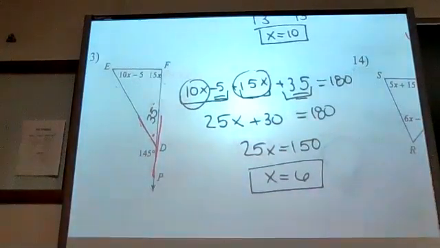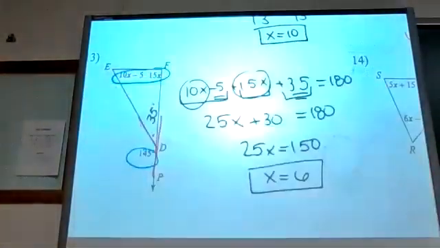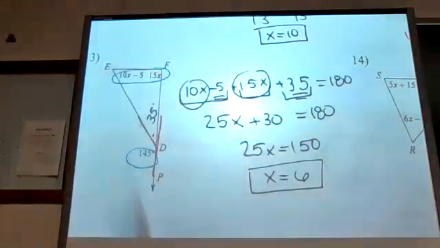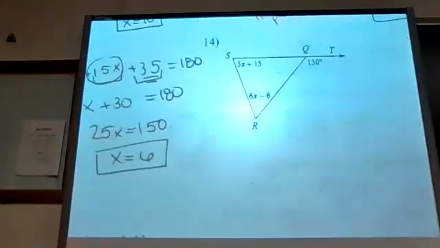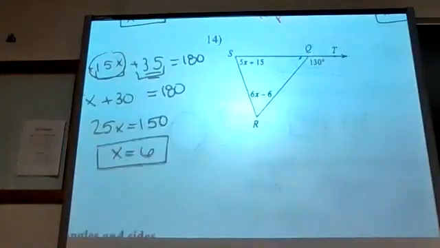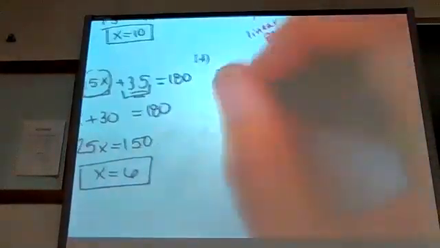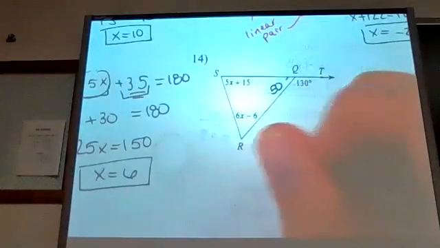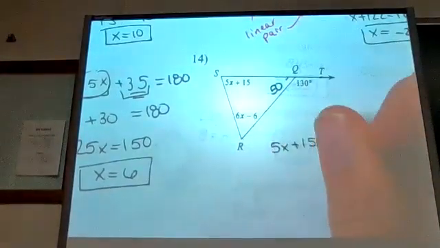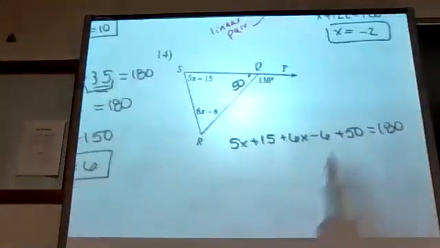This is another one I could have used the exterior angle theorem. So this exterior angle adds to these two remote interior angles. That's another way you could have set it up, but you can kind of get there either way. Same idea on 14. I could use the exterior angle theorem, or it's also pretty easy for me to know that this angle must be how many degrees? 50. And then 5x plus 15 plus 6x subtract 6 plus 50 has to add up to 180 within that triangle.